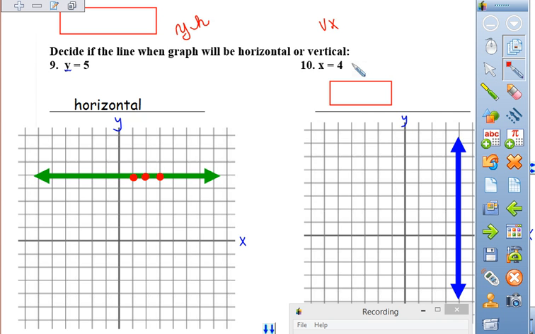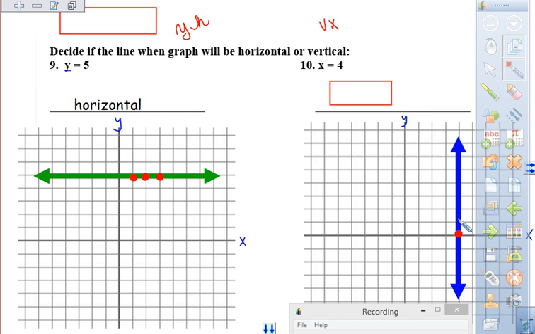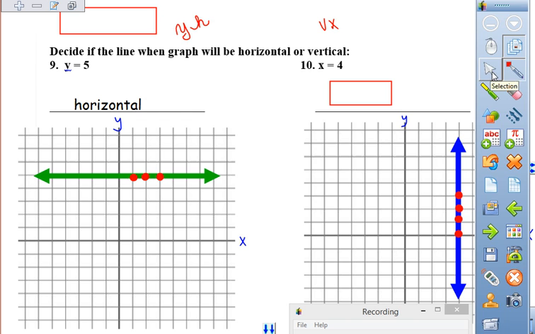In number 10, we're going to go forward 4, up 0, forward 4, up 1, forward 4, up 2, up 3. So our x value is always going to be forward 4. So that's going to make a vertical line.